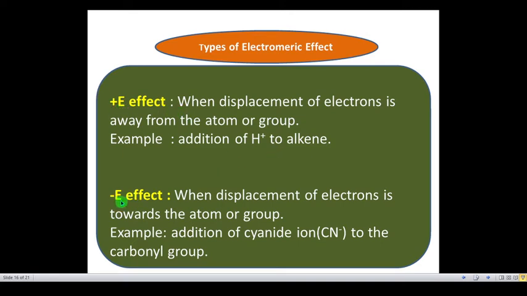And what is the negative electromeric effect? That is simply called the minus E effect. It is when the displacement of electrons is towards the atom or group. So the point to be remembered here: positive electromeric effect means away, negative electromeric effect means towards. The example here is addition of cyanide ion to the carbonyl group, which causes the electromeric effect.